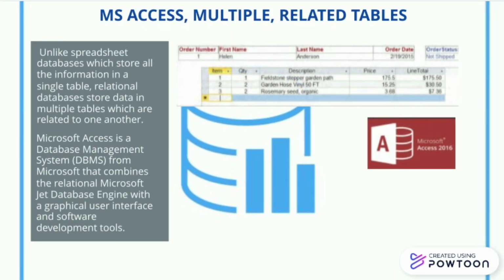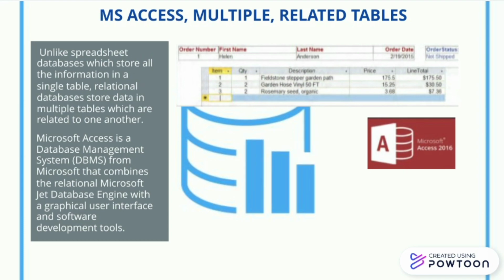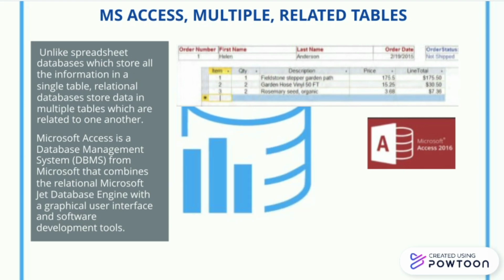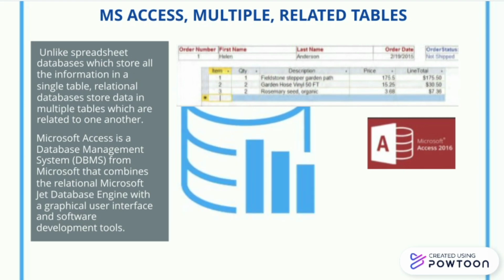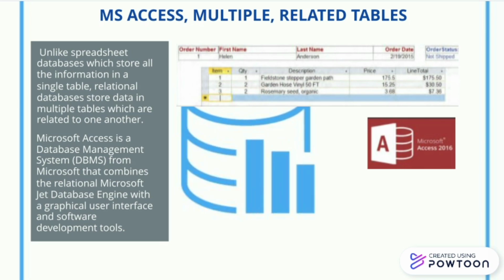Unlike spreadsheet databases which store all the information in a single table, relational databases store data in multiple tables which are related to one another. Microsoft Access is a database management system, DBMS, from Microsoft that combines the relational Microsoft Jet database engine with a graphical user interface and software development tools.